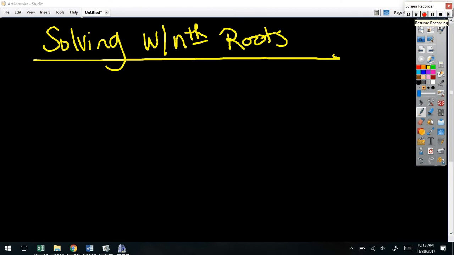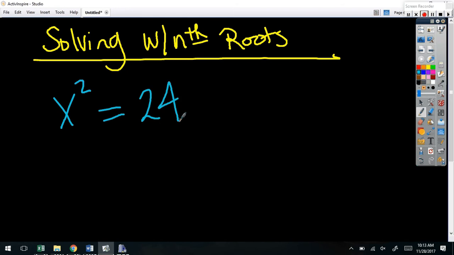All right, solving with nth roots. Think about something with me for just a minute. We just did this. This should come very easy for you. What is this? We had something that looked close to this. And actually, let me even make it a little easier. Let me make it 25. If you need to solve that for x, it's 5.